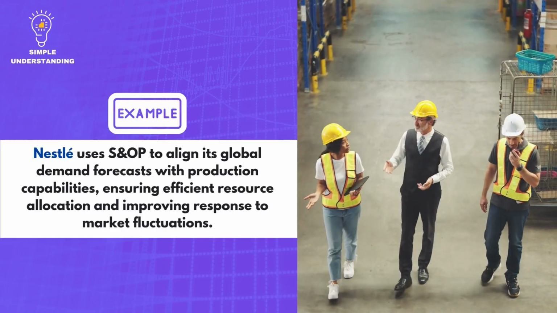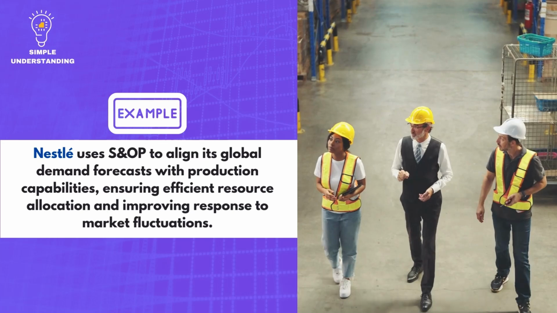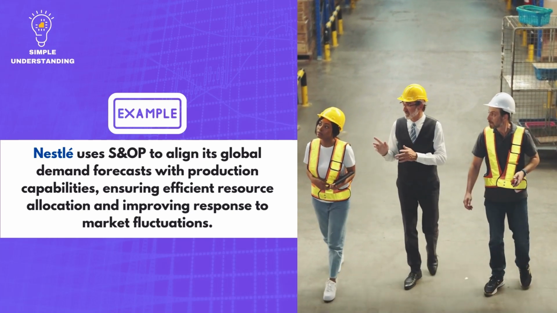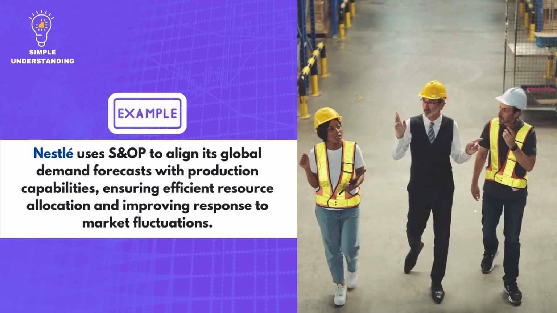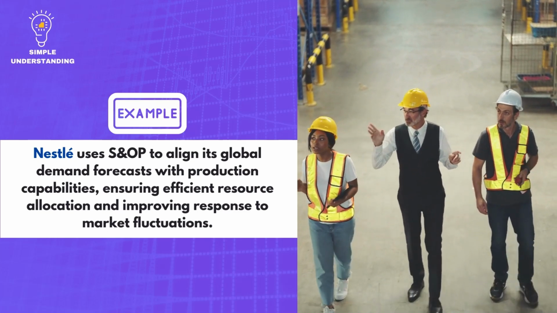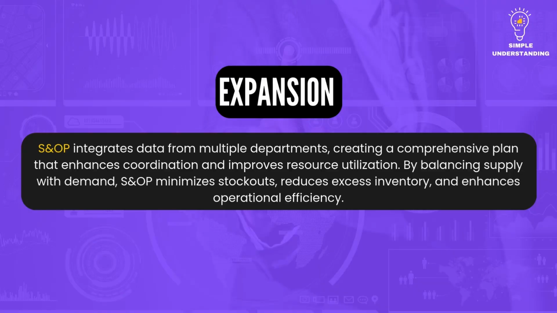Real company example. Nestlé uses S&OP to align its global demand forecasts with production capabilities, ensuring efficient resource allocation and improving response to market fluctuations. Expansion. S&OP integrates data from multiple departments, creating a comprehensive plan that enhances coordination and improves resource utilization. By balancing supply with demand, S&OP minimizes stockouts, reduces excess inventory, and enhances operational efficiency.